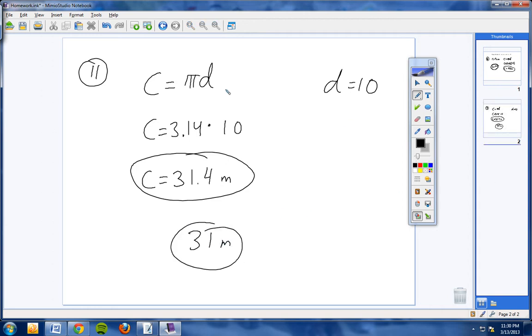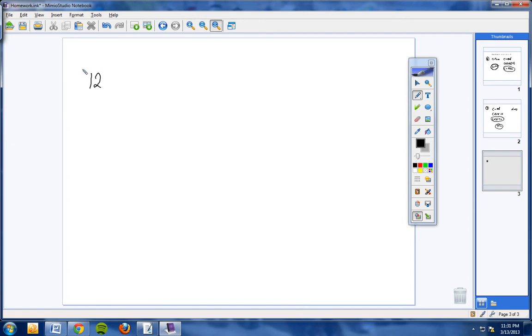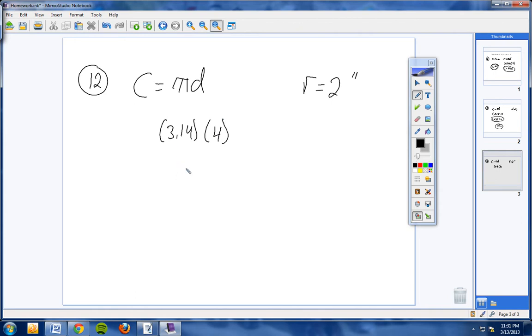Okay, let's go on to number 12. Number 12, we're going to find the circumference of a circle that has a radius of 2 inches. Radius of 2 inches. So for pi, I'm going to put 3.14. For my diameter, I'm going to put 4. And when you multiply those together, you get 12.56, but they do want us to round to the nearest whole number, so this 5 means to make this 12 a 13. So 13, it's not square inches, just 13 inches. We're not finding area, so we do not say square.